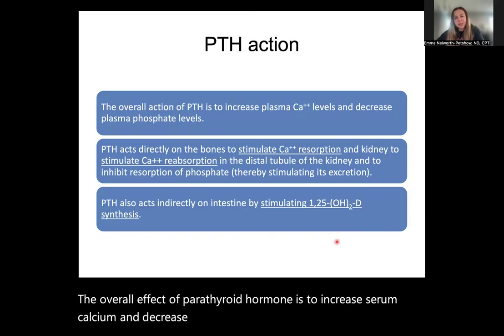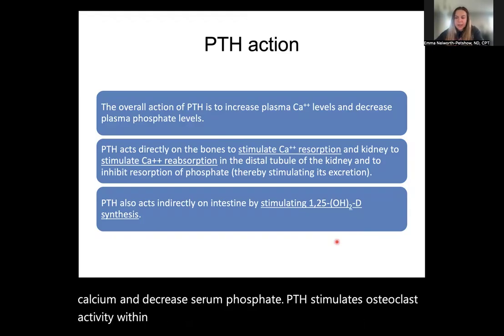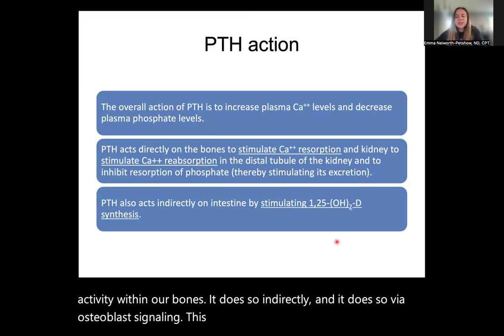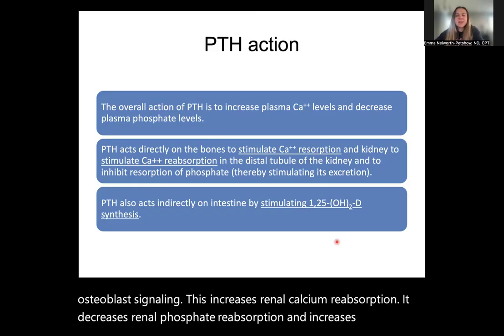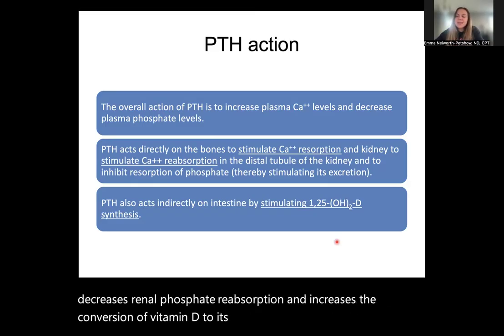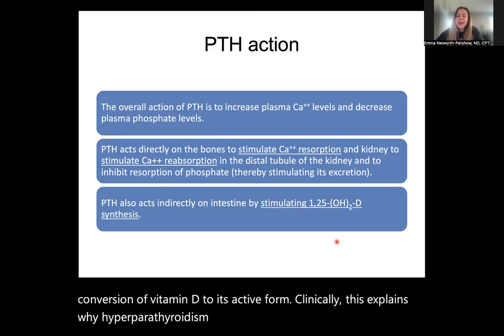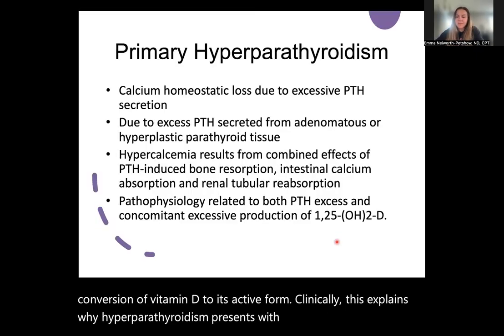PTH stimulates osteoclast activity within our bones. It does so indirectly, via osteoblast signaling. It also increases renal calcium reabsorption, decreases renal phosphate reabsorption, and increases the conversion of vitamin D to its active form. Clinically, this explains why hyperparathyroidism presents with hypercalcemia and hypophosphatemia.